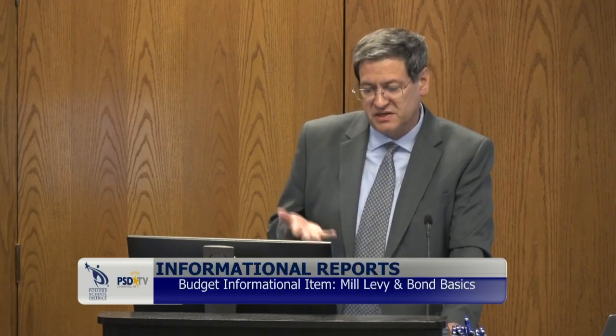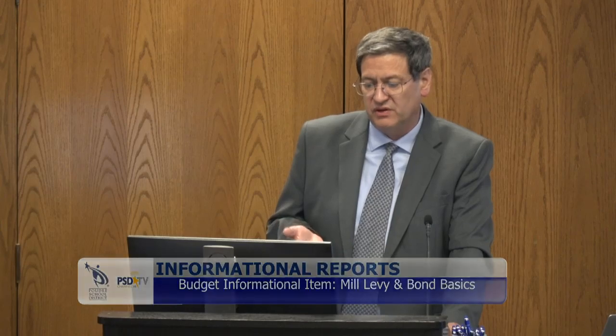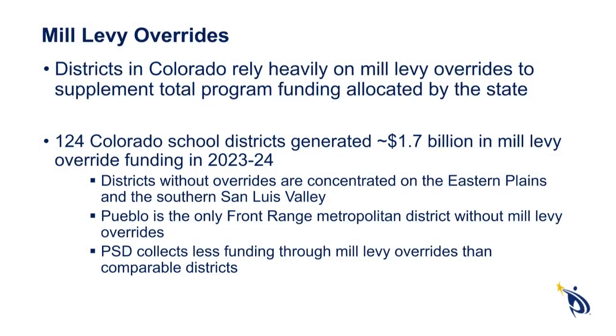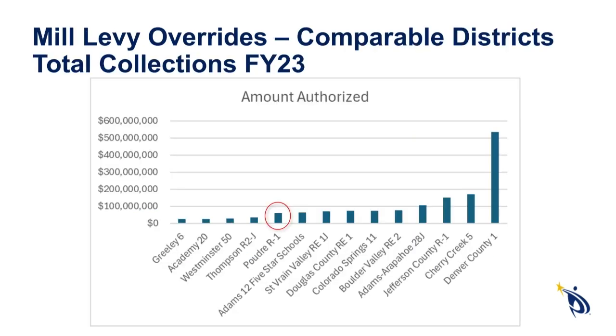Another interesting statistic as I was preparing this is Pueblo is the only Front Range metropolitan district that doesn't have a mill levy override. So all the other large districts do, and we're going to see that in a second. And then PSD does collect less funding through mill levy overrides than comparable districts. So we do collect overrides, but as I mentioned, there's 124 districts doing this. Some are collecting more than we are. So let's look at that.